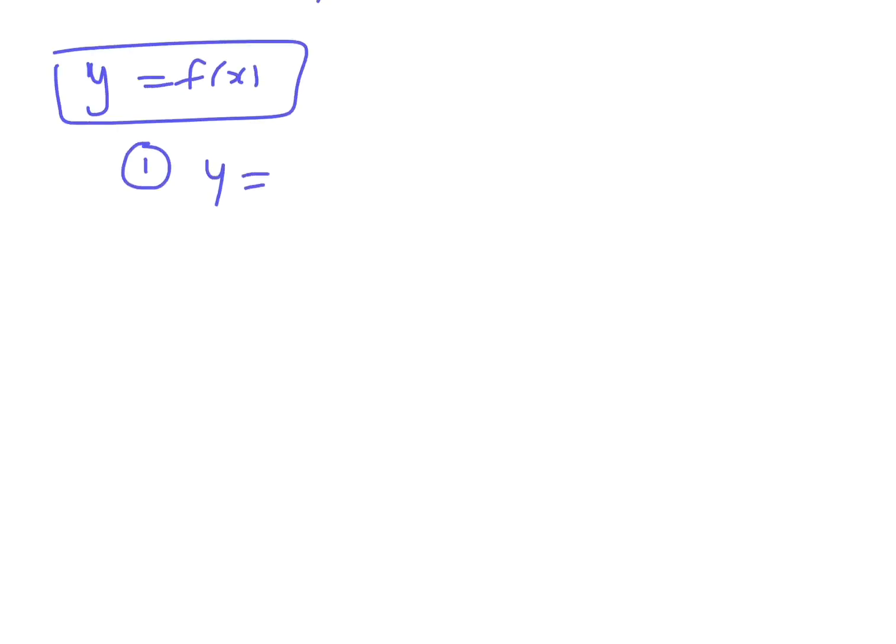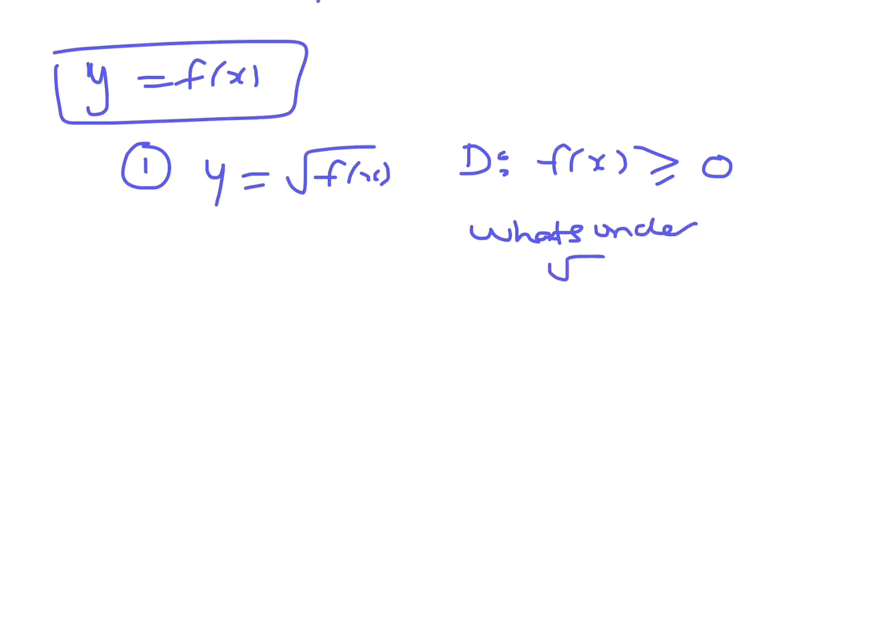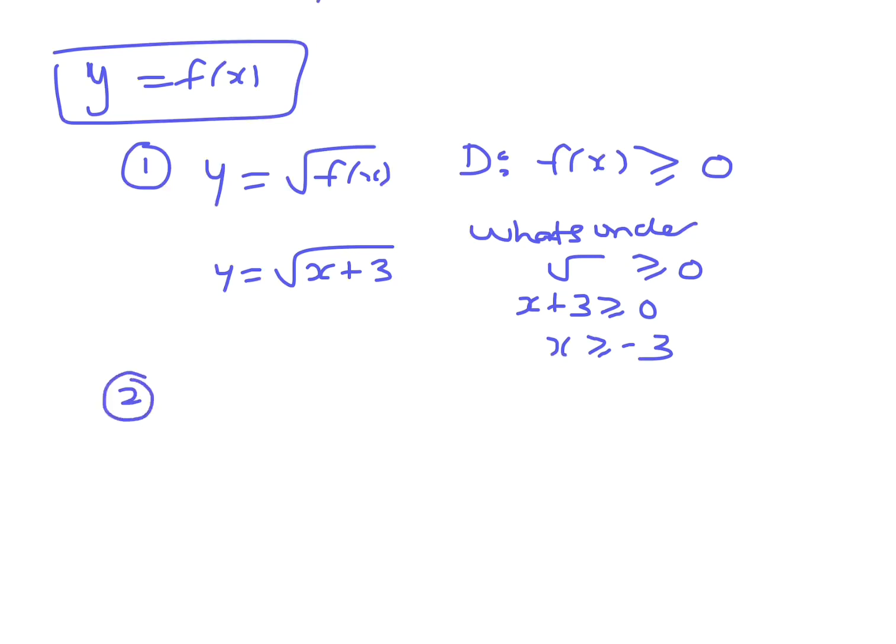So as a rule, if you have a function y equals f of x, then if you have y equals root f of x, the restriction on the domain would be that whatever's underneath the square root would have to be greater than or equal to 0. So what's under the square root will be greater than or equal to 0. For example, x plus 3, then x plus 3 is greater or equal to 0, x is greater or equal to minus 3.